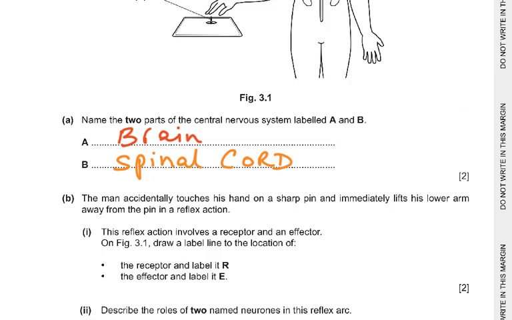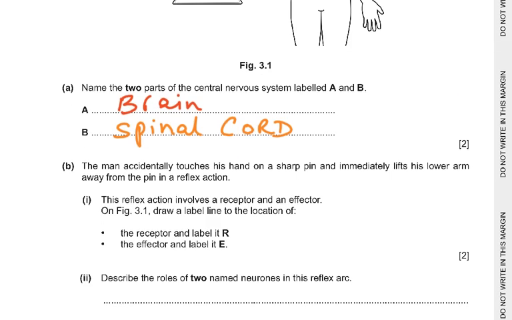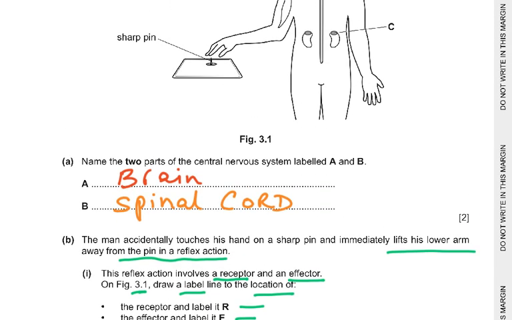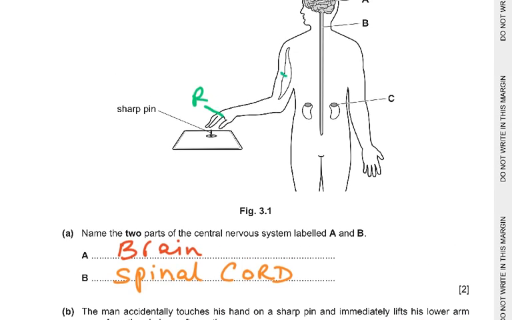Then coming to the B part of the question, it says the man accidentally touches his hand on a sharp pin and immediately lifts his lower arm away from the pin in a reflex action. The reflex action involves a receptor and an effector. On figure 3.1, draw a label line to the location of the receptor and label it R, and the effector, label it E. So receptor would be in the hand, so this would be R, and the effector would be the muscle, so this would be E.